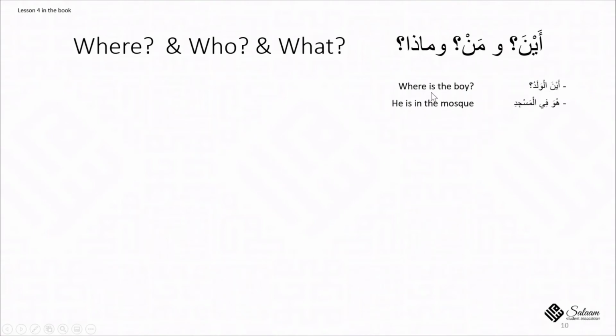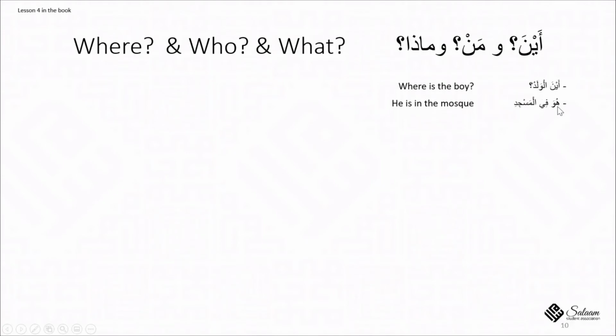أين الولد؟ Where is the boy? You remember what we had last time? It was ما. Now, it also had another word, which is ماذا. What can also be ماذا. ما or ماذا. You can use both. So in this lesson, we're going to use ماذا, inshallah. So أين الولد؟ We discussed أين means where. So الولد means boy. Where is the boy?